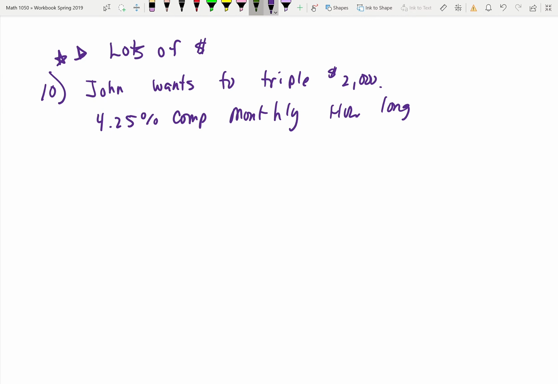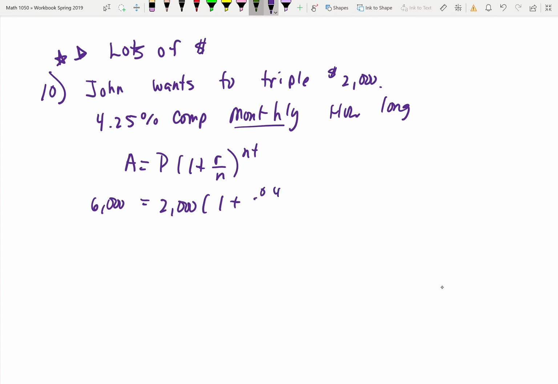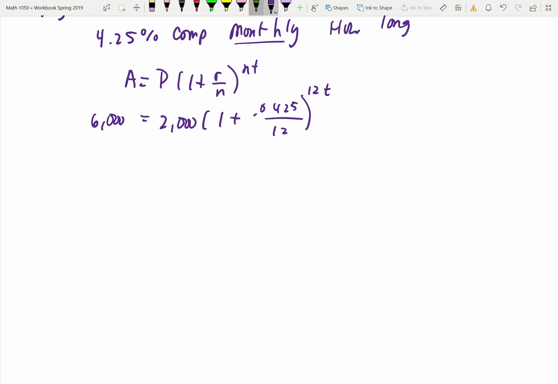Okay, so if it's compounded monthly, it's 2,000 times 3 is 6,000. This is 1 plus the rate, which is 0.0425. Monthly, your n is 12, raised to the 12 times t. Just freeze right there and look at that. I know I'm going to have to convert it into log because the variable is stuck in the exponent. I'm not ready to do that yet, but I know I'm going to. So just keep that in the back of your head.